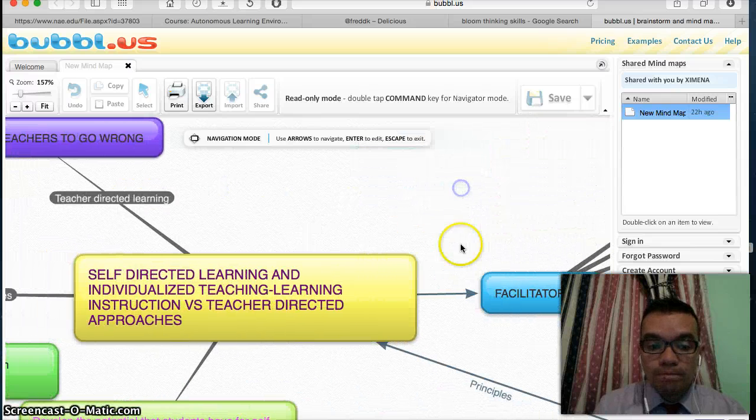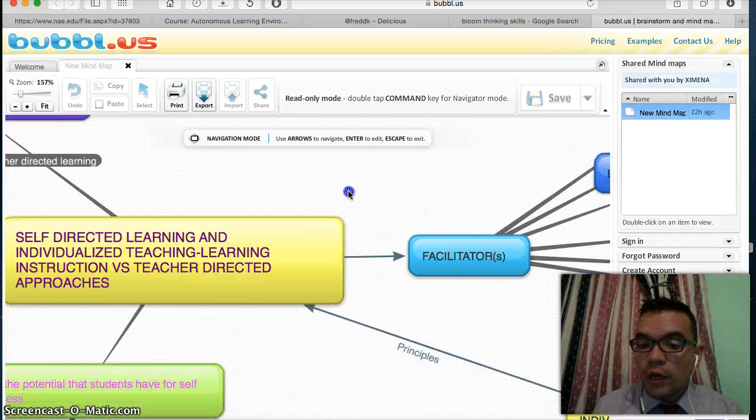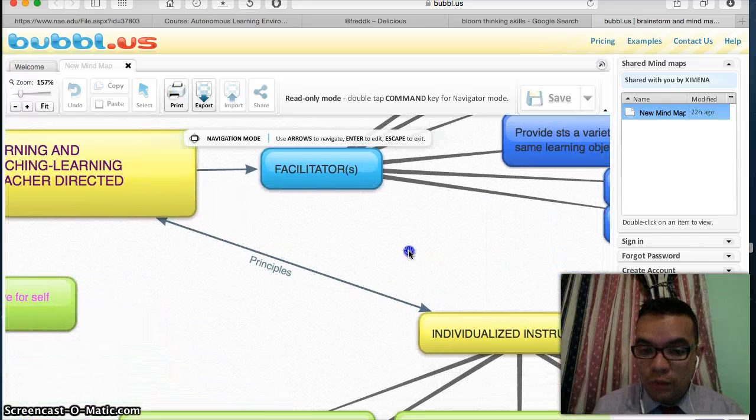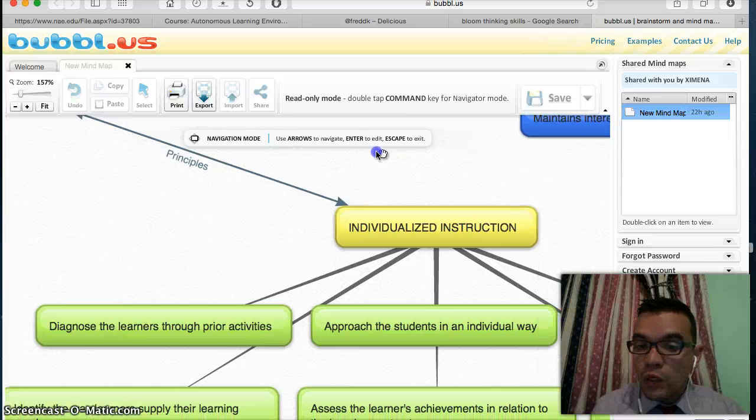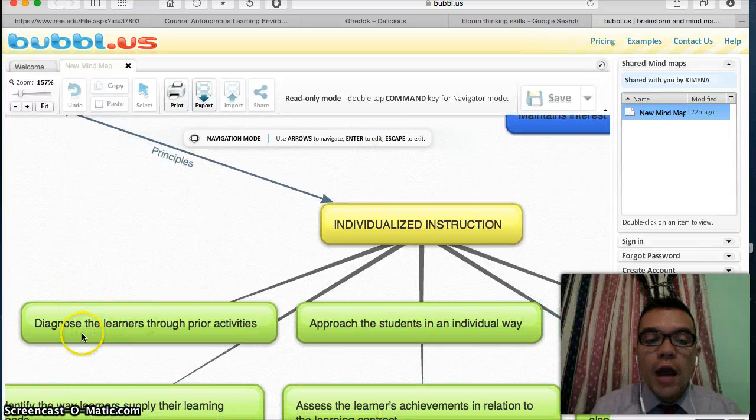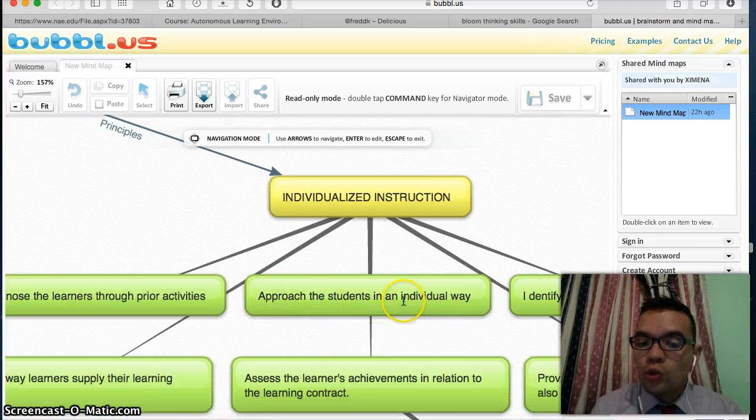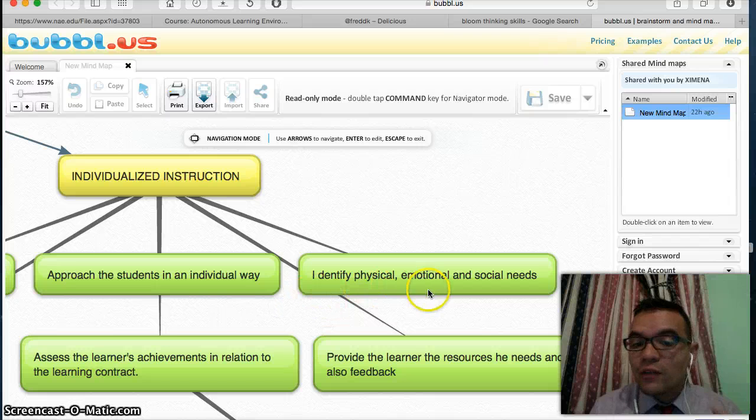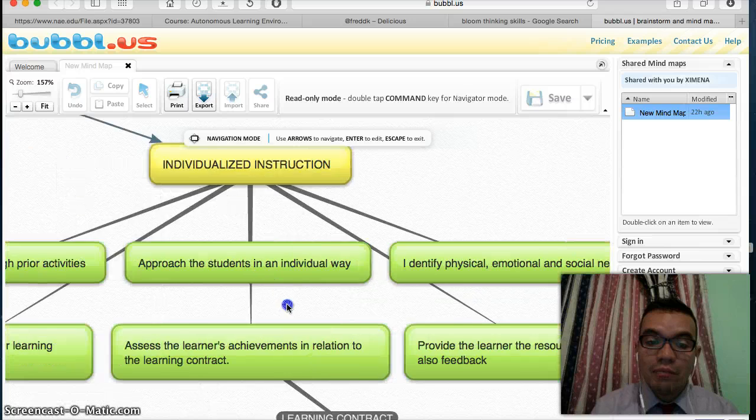In this slide, the individualized teaching learning instruction is based on some principles. Here, we as teachers are going to diagnose the learners through prior activities. We're going to approach students in an individual way. Then, we're going to identify physical, emotional, and social needs that may appear.